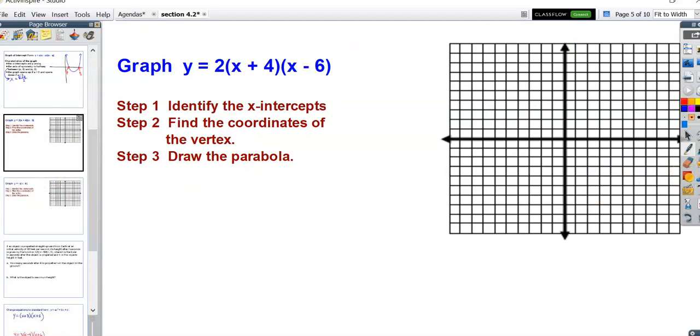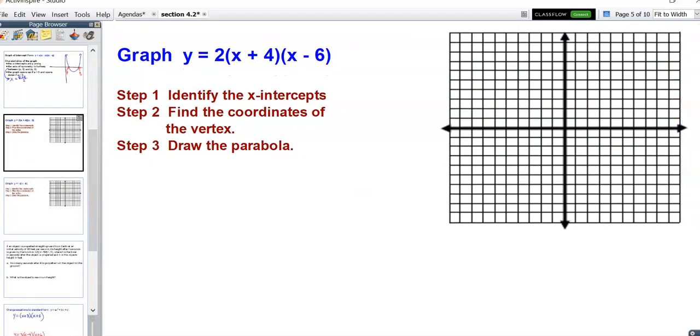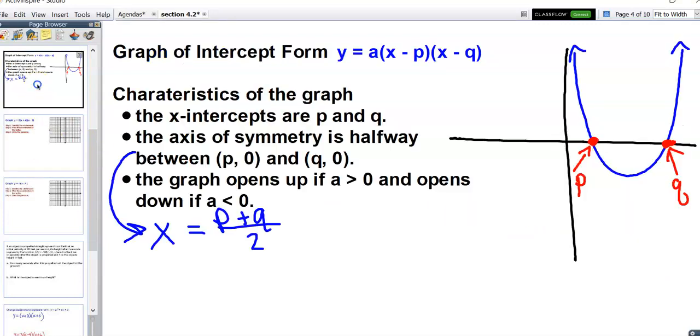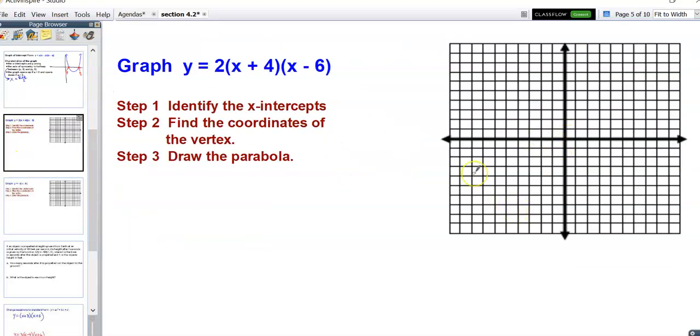So let's look at the first example. We have y equals 2 times the group x plus 4, times the group x minus 6. Now, if you go back, you'll be able to see it was minus inside of parentheses. That means you're going to have to change the sign of whatever you see. So it says find the x-intercepts. We have p equals -4. And then we have q equals 6, because we have to change the sign.